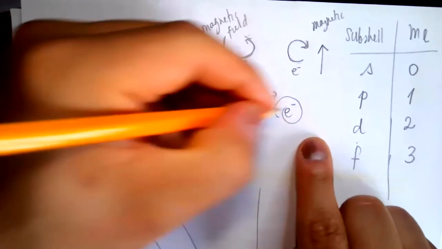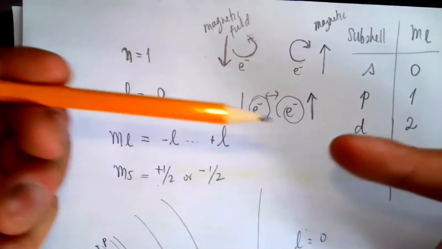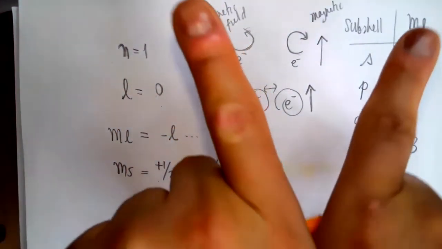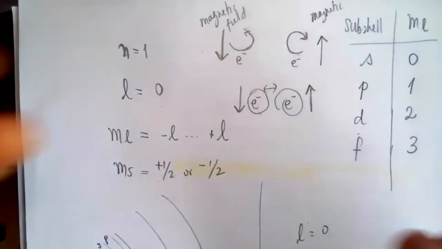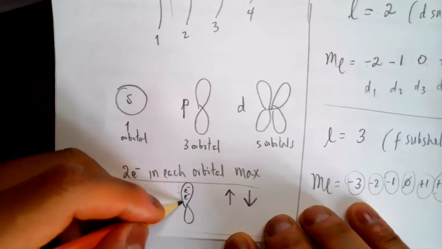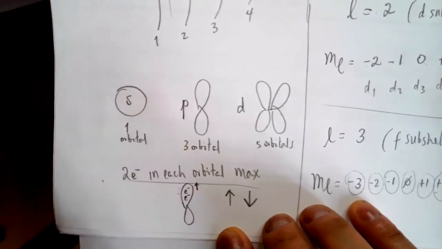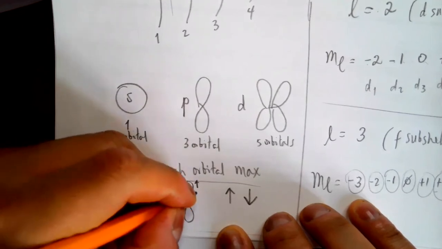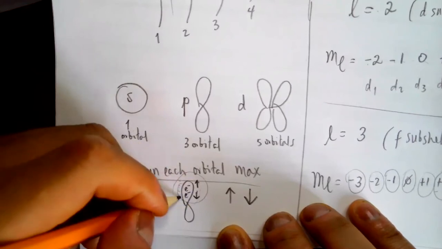There is repulsion of the electrical field. But what happened with the magnetic? The magnetic is actually opposite. Therefore, they will attract. The electrical repels, but the magnetic attracts. So that's how those electrons can survive in such a small space: one has a magnetic field in one direction, and the other has it in another direction.